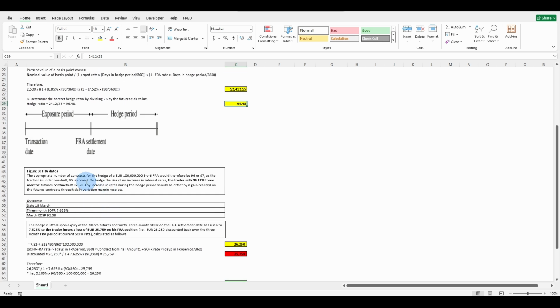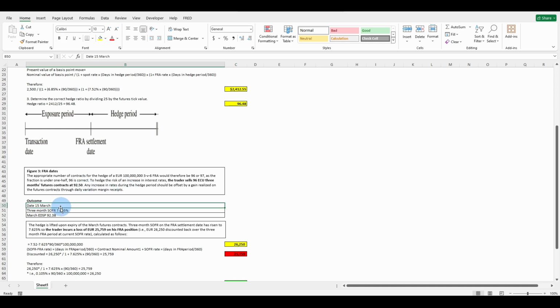FRA dates. The appropriate number of contracts for the hedge of a 100 million 3x6 FRA would therefore be 96 or 97 contracts, as the fraction is under 1/2, 96 is correct. To hedge the risk of an increase in interest rates, the trader sells 96 3-month futures contracts at 92.50. Any increase in rates means lower prices, and any increase in rates during the hedge period should be offset by a gain realized on the futures contract through daily variation margin receipts.